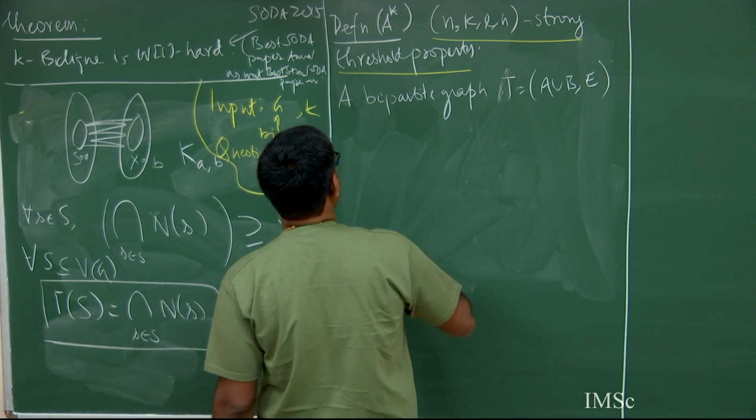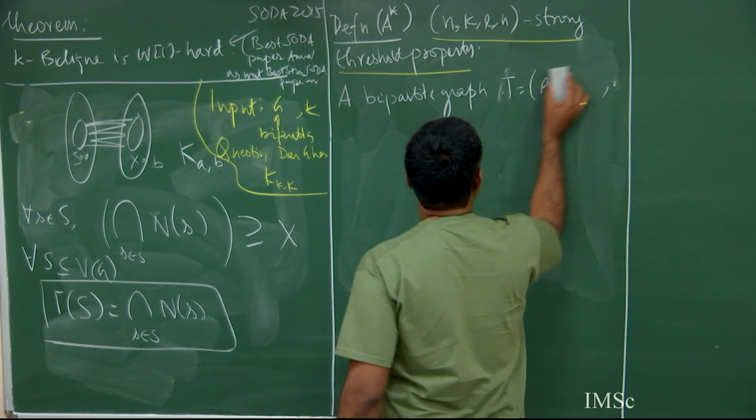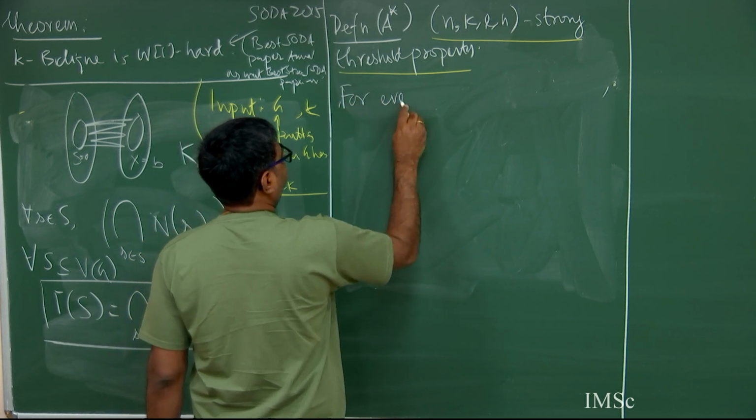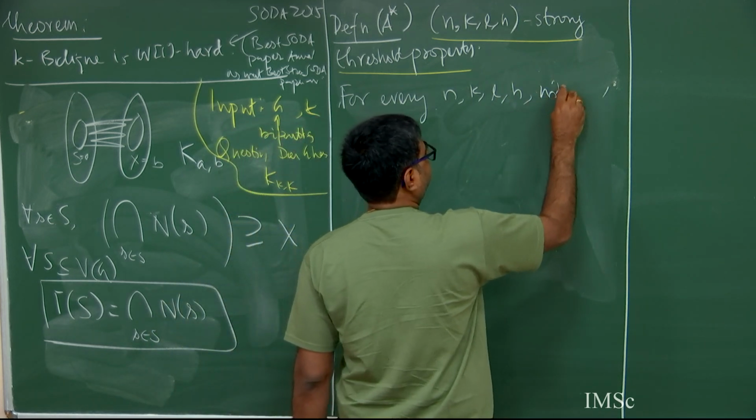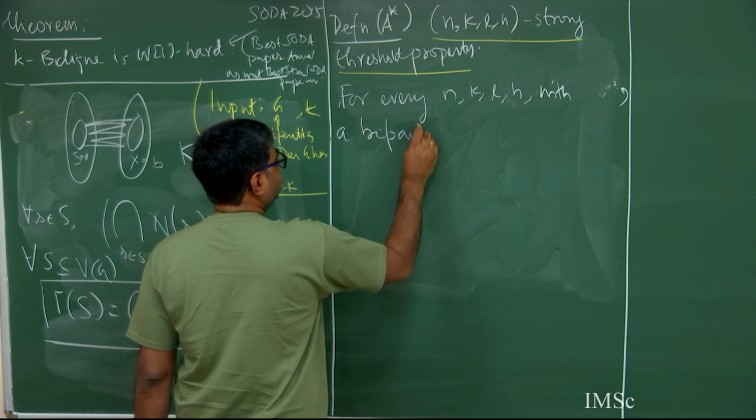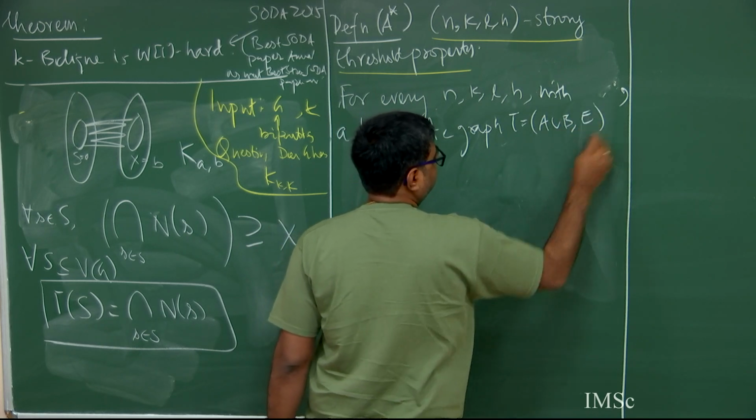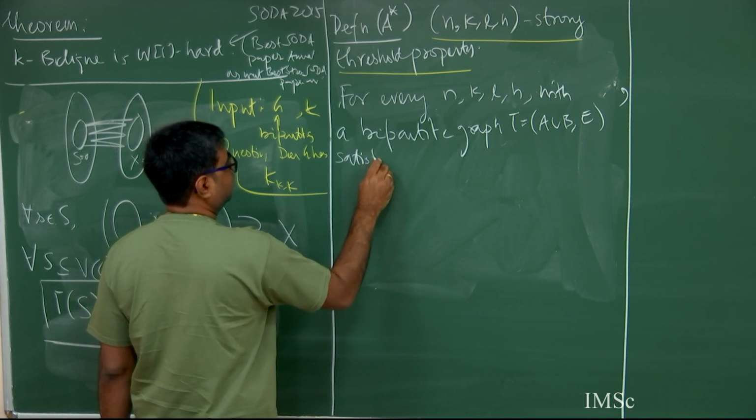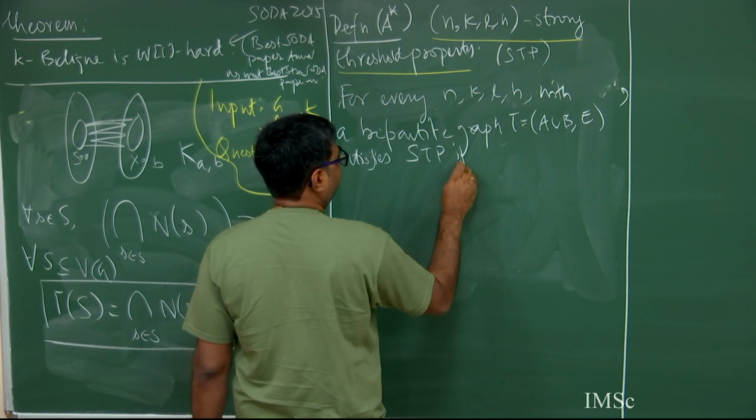Let me rub this out, this is not correct. So for every NKLH, with, I will fix something. For every N, K, L, H, a bipartite graph T with parts A union B and edges E satisfies, let's call it the strong threshold property, if the following happens.